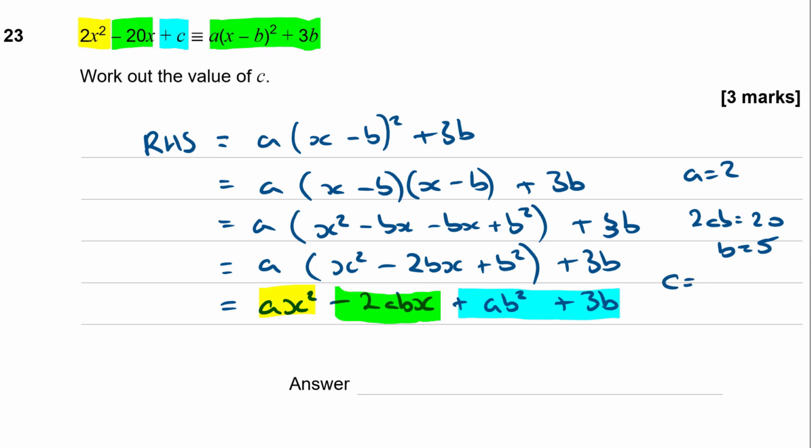So c equals ab squared plus 3b, which is 2 lots of 5 squared plus 3 lots of 5, meaning that c is equal to 50 plus 15. So c is equal to 65.